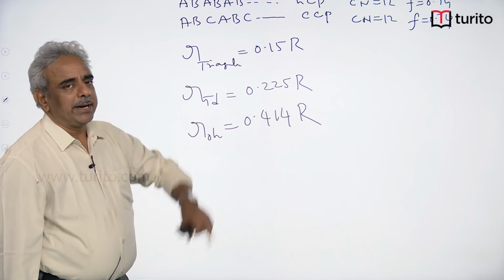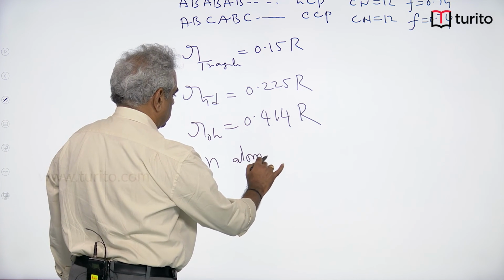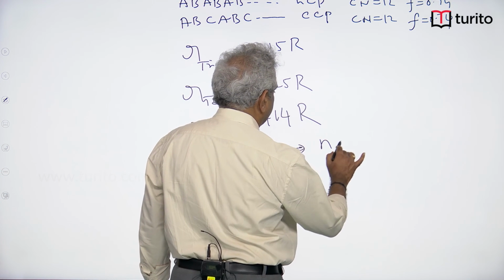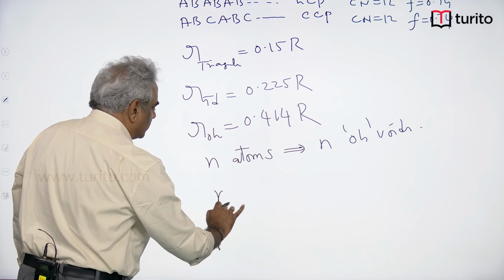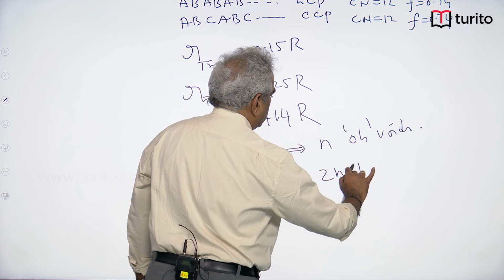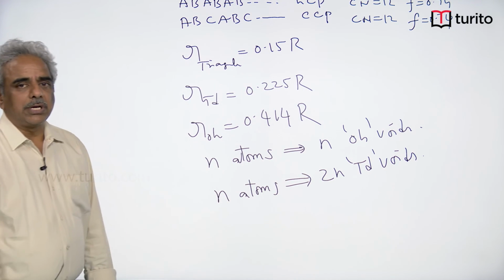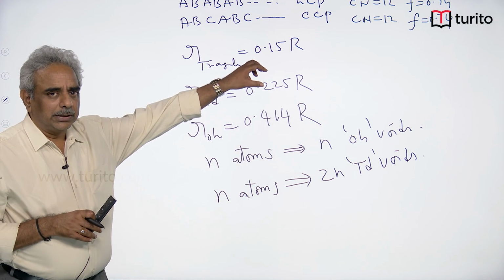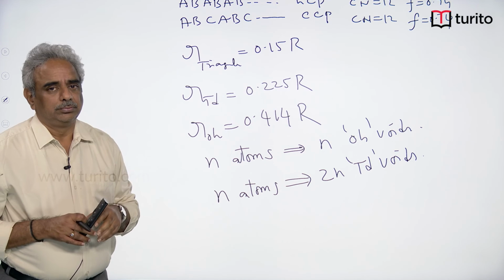And whatever may be the arrangement, out of n atoms, you will be getting n octahedral voids. Out of n atoms, you will be getting 2n tetrahedral voids. This also you should remember. And you know the number of voids per unit cell, you know the size of voids, and you know the location of the voids also.